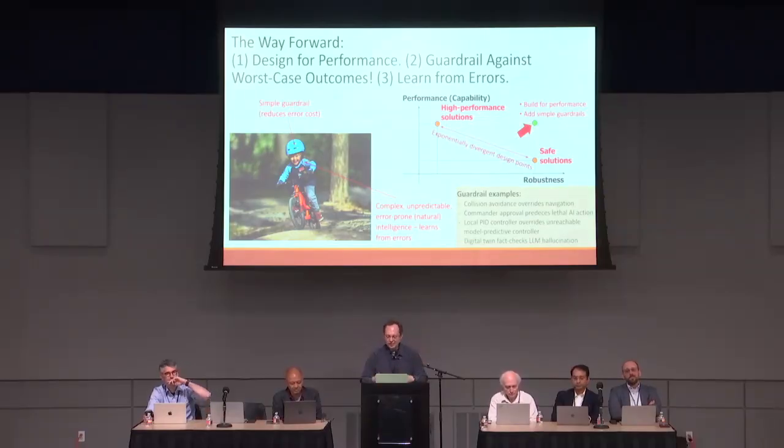more complex navigation, maybe commander approval needs to precede lethal AI action. Local PID controllers can override unreachable predictive controllers if they're over a network. So this way you don't have to worry about the complexity of the network, you don't have to worry about the complexity of the navigation, you don't have to worry about errors in AI action. Even things like digital twins can fact check LLM hallucination. So maybe that's the way forward. Build it, adapt to errors.